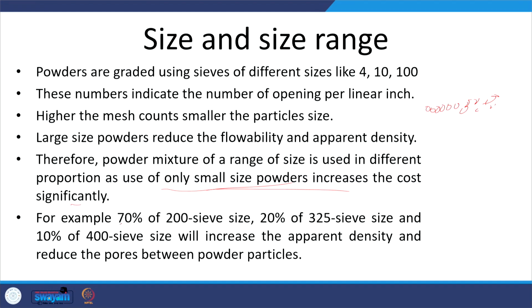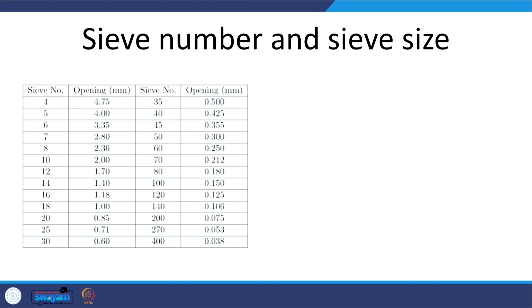For example, 70% of 200 sieve size powders, 20% of 325 sieve size and 10% of 400 sieve size. So this is the coarsest one, then a little smaller size, and further smaller size in the smaller quantity. This will increase the apparent density because the gap between the coarse particles will be filled by the medium or small size particles. That in turn will help in reducing the pores between the powder particles.